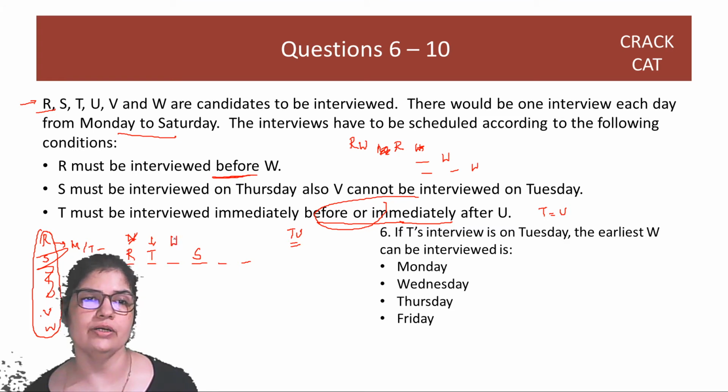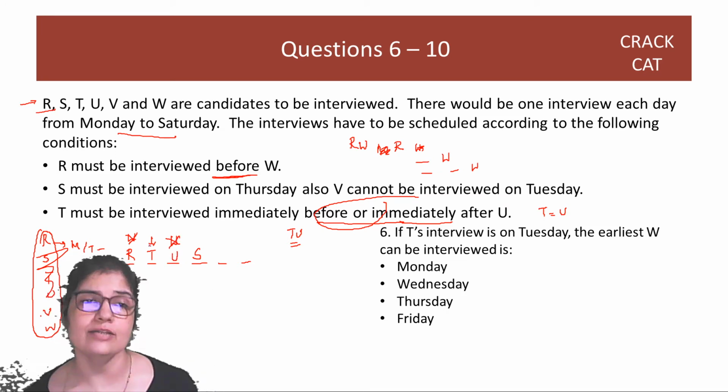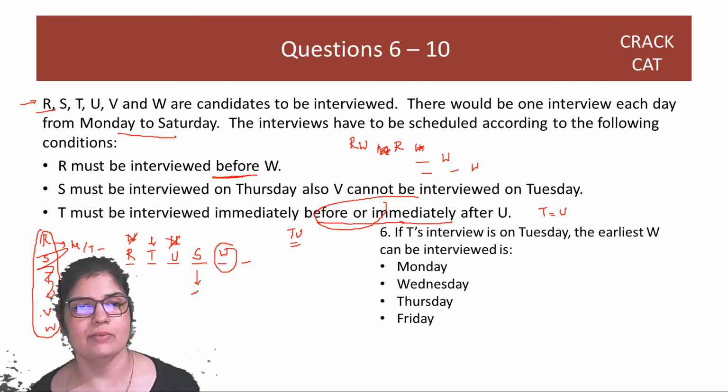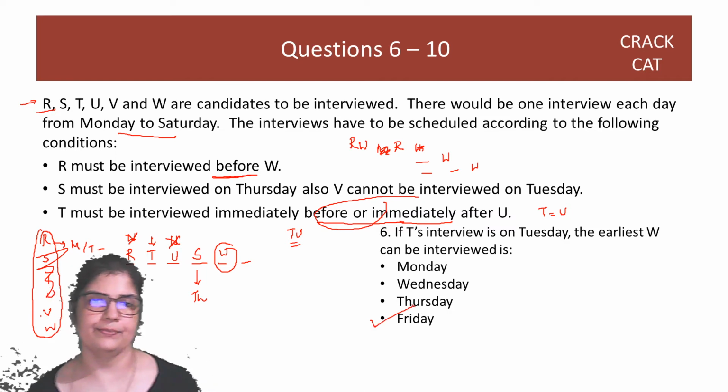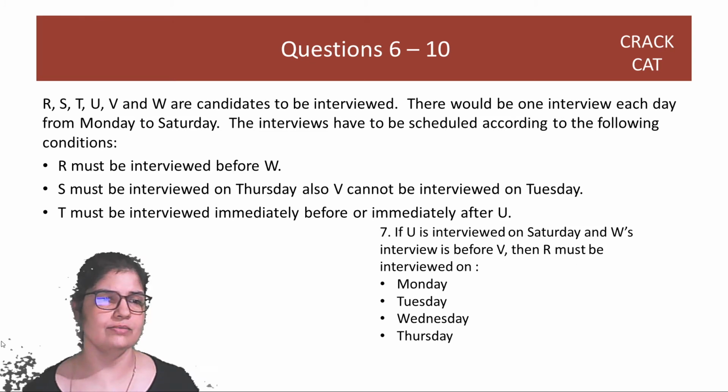Can I put W here on Wednesday? No, because U has to be next to T. So U has to come. U cannot come here. So let's put U here. So the earliest W can be interviewed is on Friday. S is Thursday, remember, right? So the answer is fourth option, Friday. Right? Okay. Seventh question.